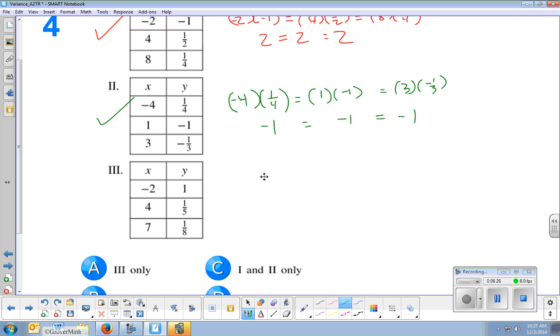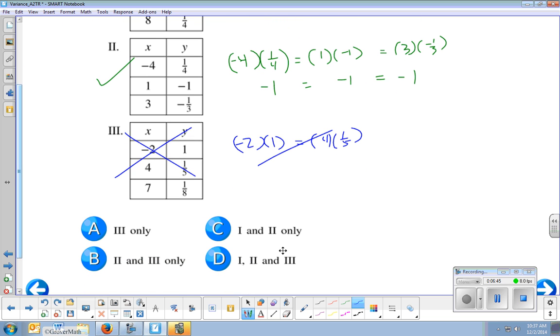And how about this last one? So negative 2 times, although I said I want to switch colors. Let me do that. Let's go blue. Negative 2 times 1. That's going to equal negative 2. Is that the same thing as 4 times 1/5? Definitely not. So this one does not work. So choice 1 and 2 are the answers.